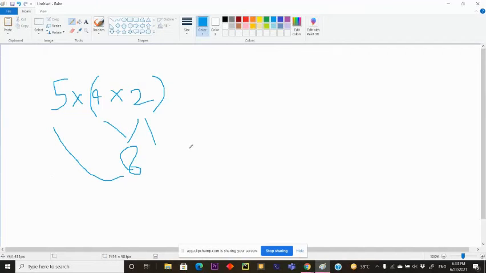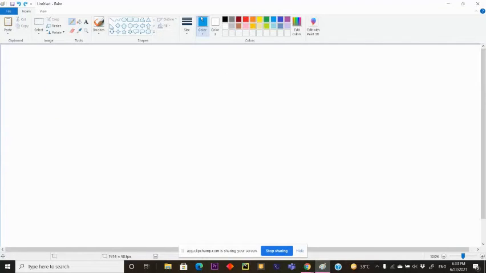Yeah. So 4 twos are, I was just checking if I was right. 4 twos are 8. 8 fives are 40. So the answer was the same. Let's make a line and solve it.